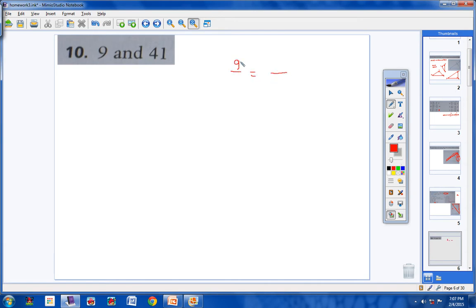You can put one number up here, the other number down here, put an x here, put an x here, cross multiply and solve. X times x is x squared. 9 times 41 is 369. Okay, take the square root of both sides, and you're going to get the square root of 369. Now, if you type that into your calculator, you're going to get this right here, 19.21.